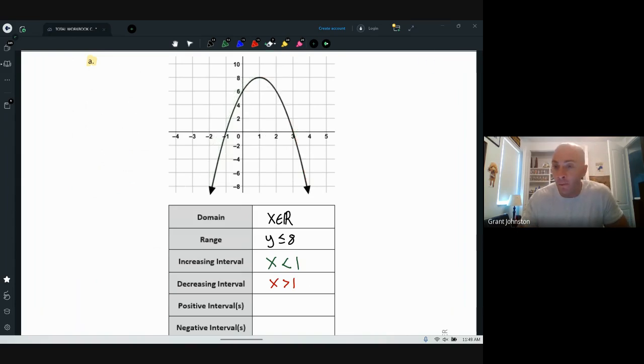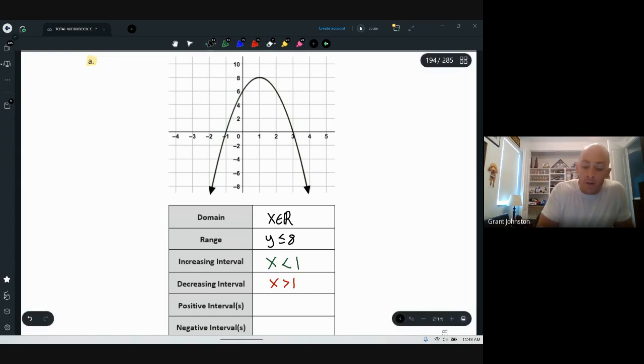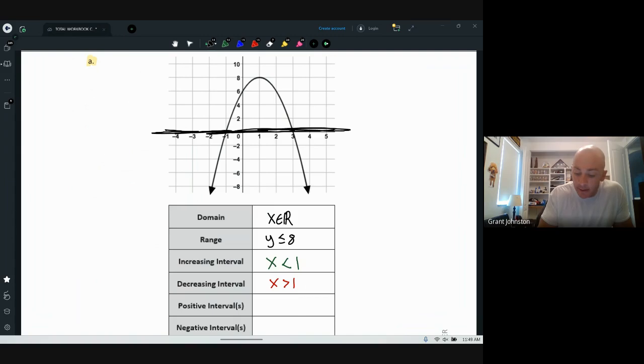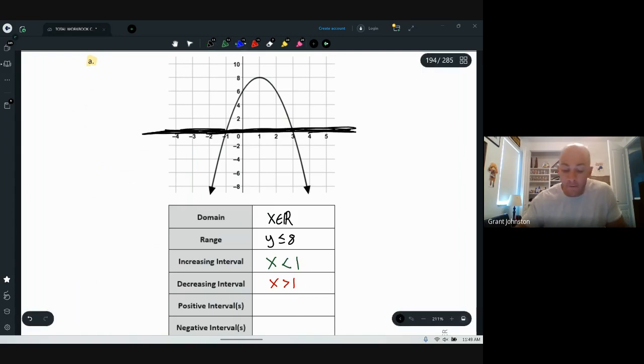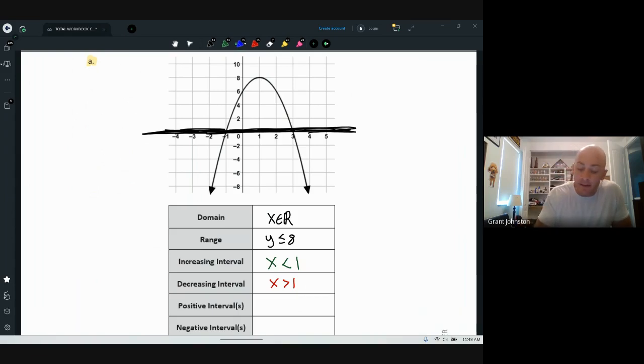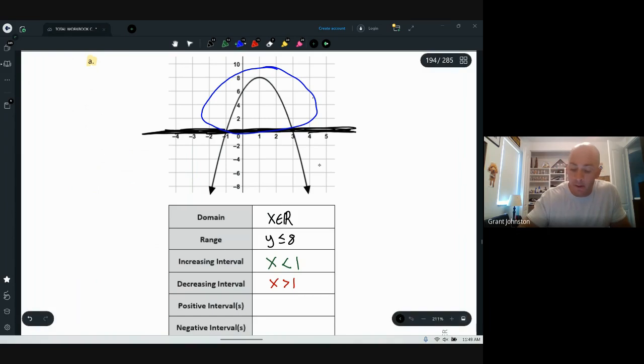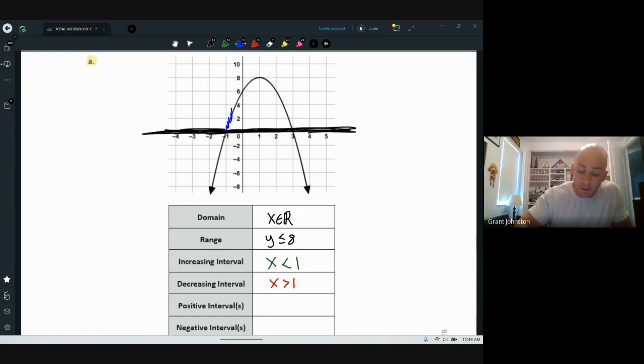Next is positive interval. That just means when the y values are positive, or in other words, when the graph is above the x-axis. Let me bold this x-axis. The graph is above the x-axis here, this entire time. Let me shade it in blue. It's above, so that's when it's positive. Just positive. It's not talking about increasing or anything. It's just when it's above the x-axis.